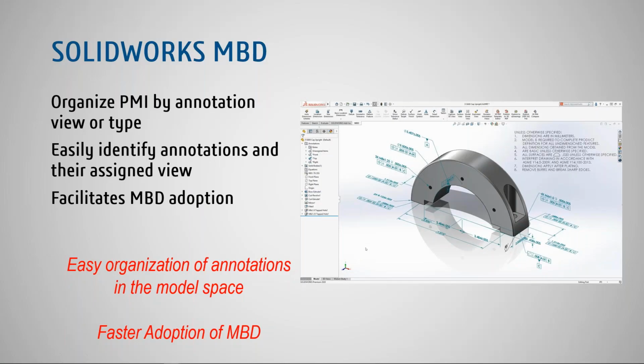So with SOLIDWORKS model-based definition, companies can capture all of their required PMI to guide the manufacturing process directly in 3D. That helps in streamlining the production. It also reduces errors and eliminates the traditional need for 2D drawings.